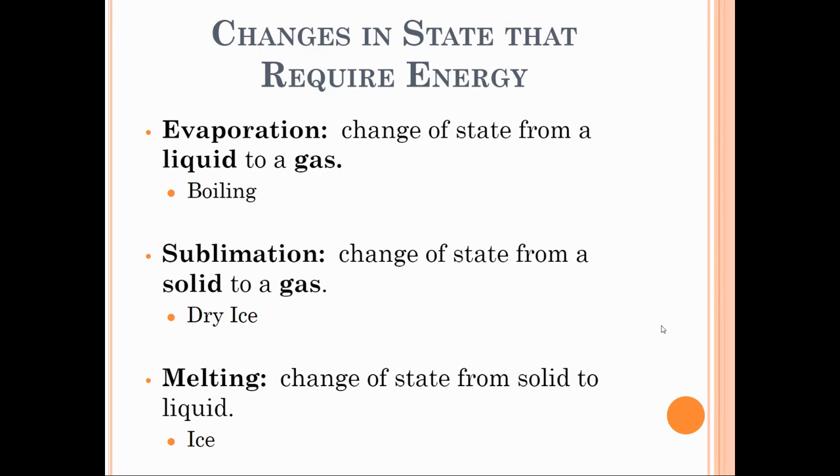So, changes in state that require energy. These are the changes in state that require energy to be put into the substance. Evaporation is a change of state from a liquid to a gas. An example is boiling. Sublimation is a change of state from a solid to a gas, directly skipping the liquid stage. The best example of this is dry ice. Dry ice doesn't melt, it just turns into a gas. Melting changes the state from a solid to a liquid. An example of this is ice.